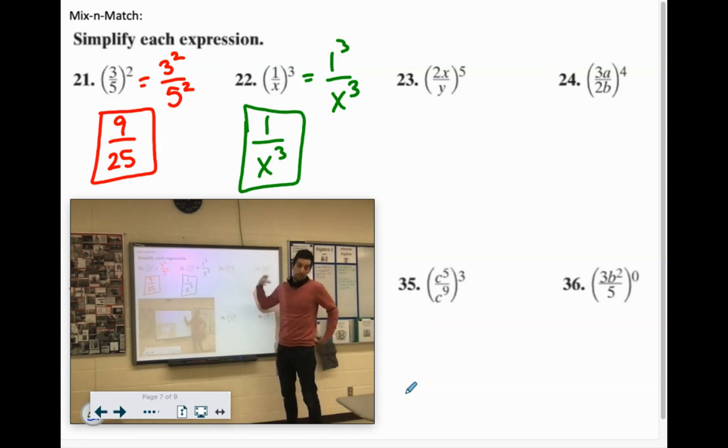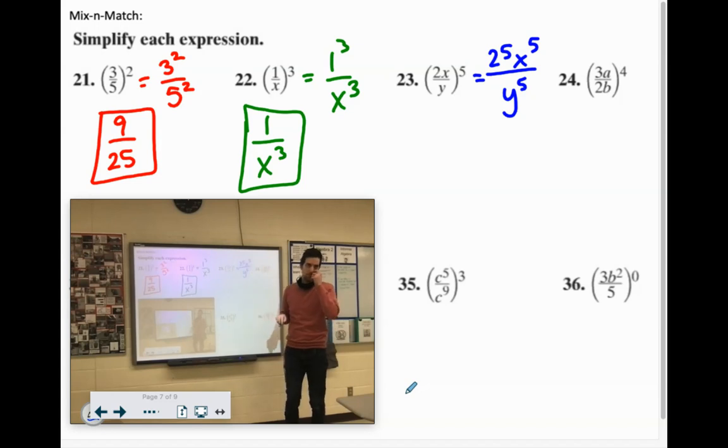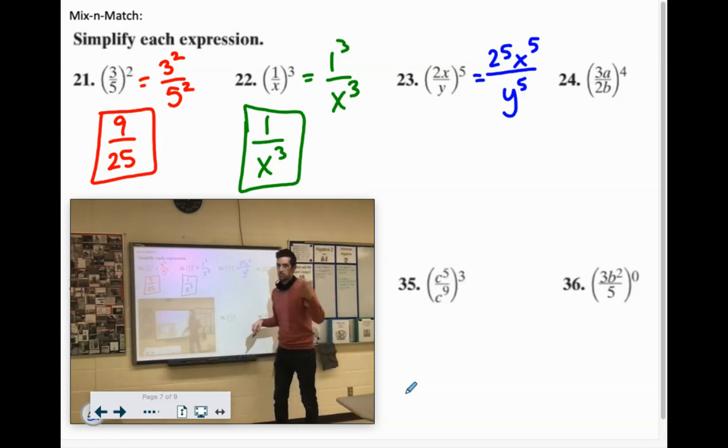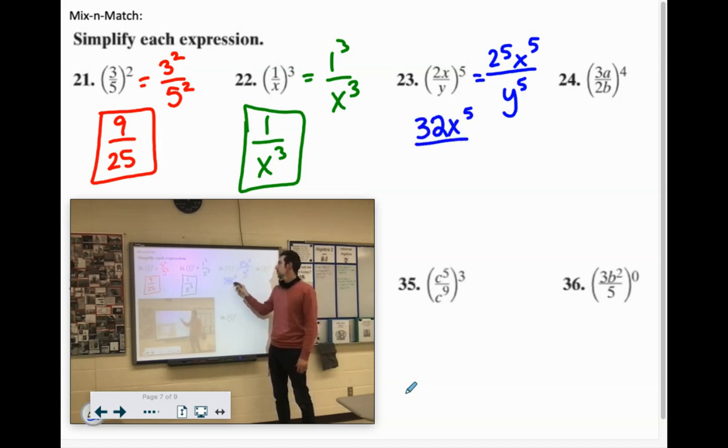2x over y, everything's to the fifth. So 2 to the fifth, x to the fifth, over y to the fifth. That looks like 25, but that's 2 to the fifth. Now we said earlier 2 to the fifth was 32. It's 2 times itself 5 times. So 32 x to the fifth over y to the fifth.